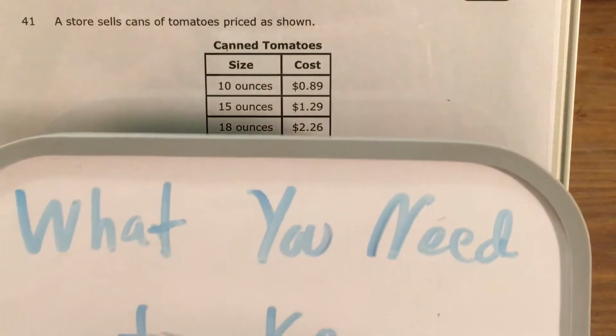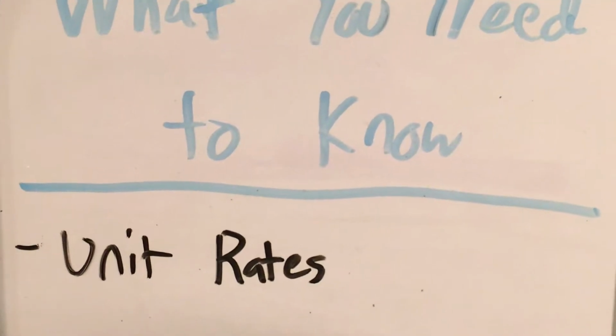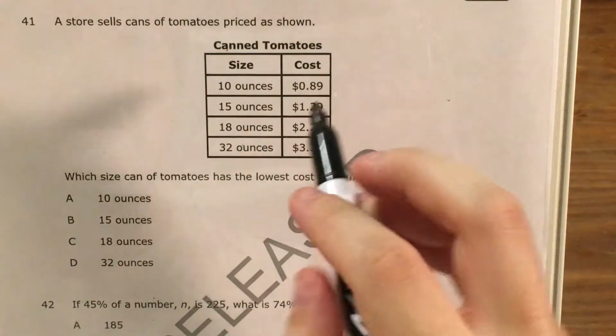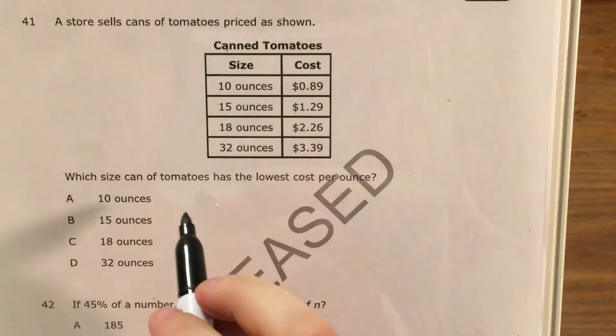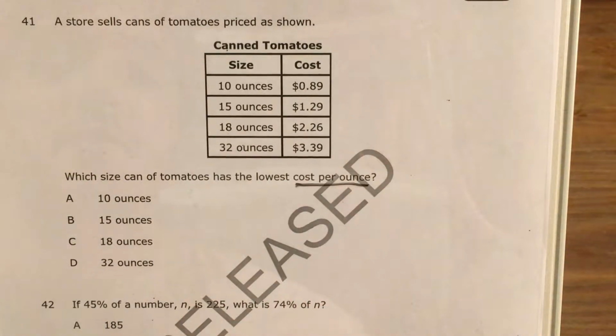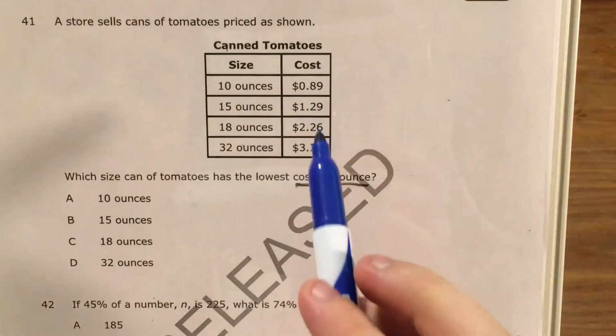In order to do a question like this, it deals with unit rates, and I'll go over exactly what that is. Essentially, we're looking for which size can of tomatoes has the lowest cost per ounce. The key words here are cost per ounce. If you've seen my other questions where I look at the word per, I usually take that to mean multiplying. But now we're in different territory. We're not thinking of this in terms of an equation. Now we're thinking of this in terms of unit rates.